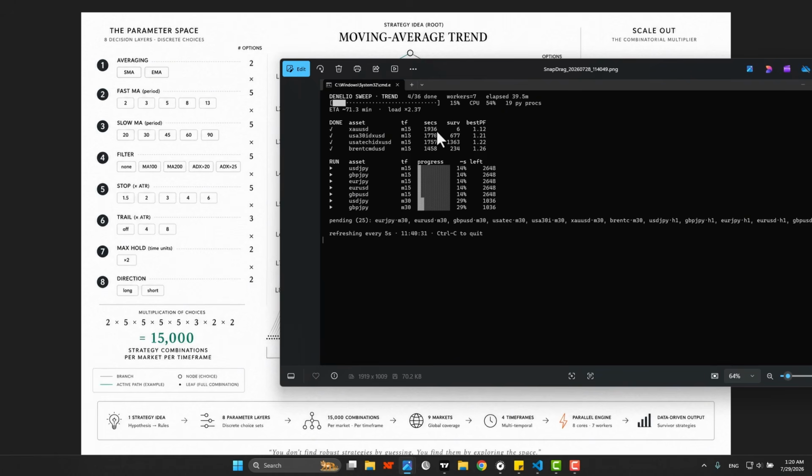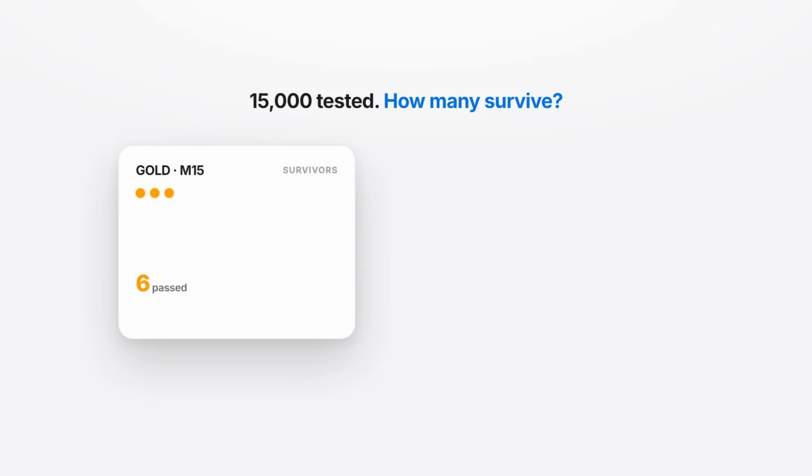Out of those 15,000, only 6 strategies survived, and the best profit factor was 1.12. Now here's the thing: a 1.12 profit factor and only 6 survived out of 15,000. It's not good. Let me tell you why.